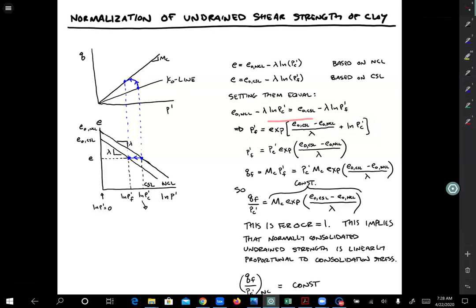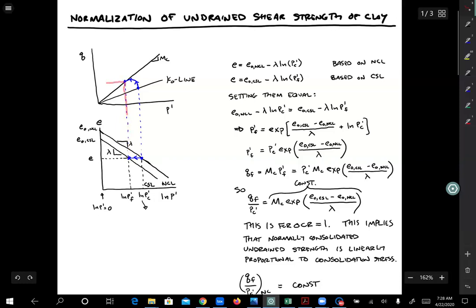And then what we can do is expand out this exponential function, right? The exponential of two terms added together is equal to the exponential of one multiplied by the exponential of the other. And then, of course, the exponential of the natural log of P_c prime is just P_c prime itself. So we can pull it out right there. And we get that P prime f is equal to P_c prime times the exponential of (e naught CSL minus e naught NCL) over lambda.